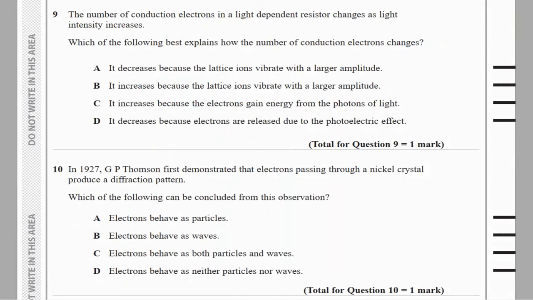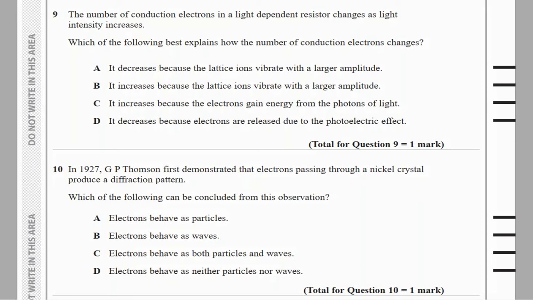Question 9 says, the number of conduction electrons in a light-dependent resistor changes as light intensity increases. Which of the following best explains how the number of conduction electrons changes? Okay, what's going on? What happens is when light falls on a light-dependent resistor, electrons in the valence band jump up to the conduction band.